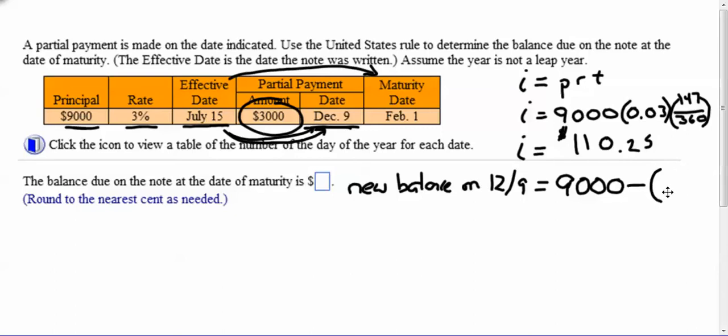So we're going to subtract from $9,000 whatever the difference is between $3,000 minus the interest that we owe. So it's going to be something like $2,800 and something. So we're going to take 3,000, subtract 110.25 for the interest.